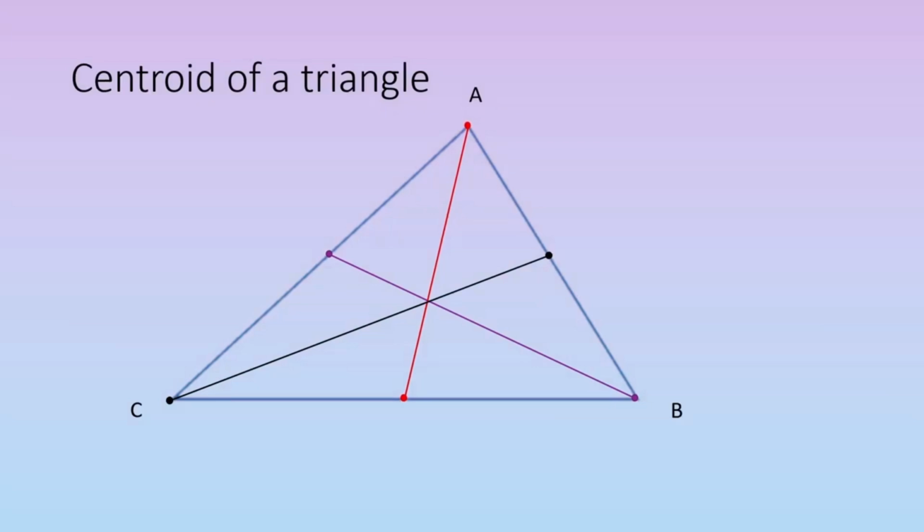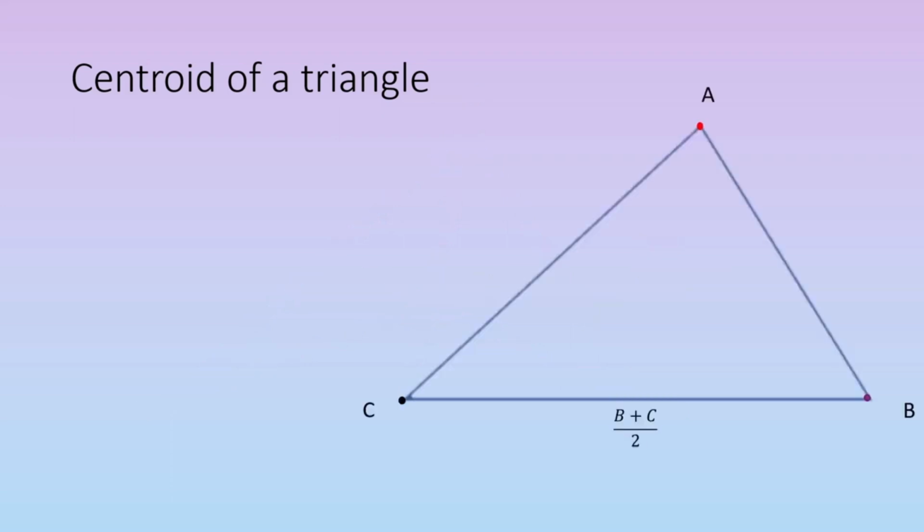You may have noticed that the medians appear to concur at some point inside the triangle. This is no coincidence. The medians of a triangle will always concur at a single point, which we will call the centroid. So let's draw that out. There's where the centroid would be, where they concur, and there it is. But how do we know that they concur? On this slide, I will attempt to prove that the medians concur.